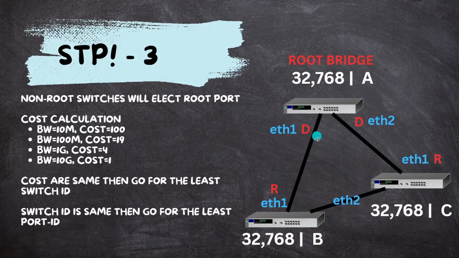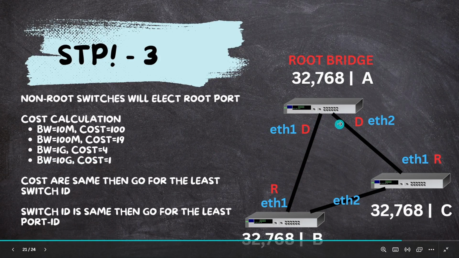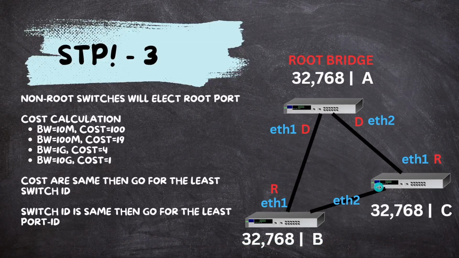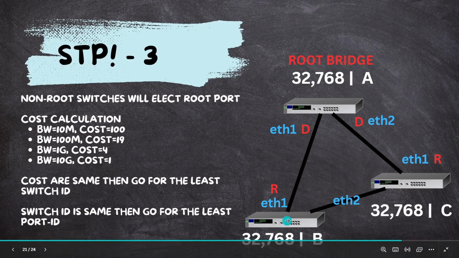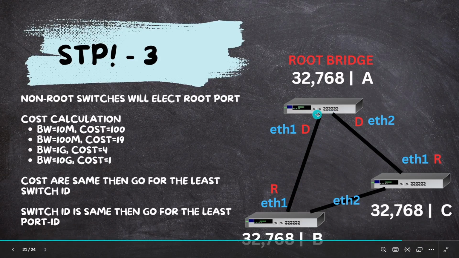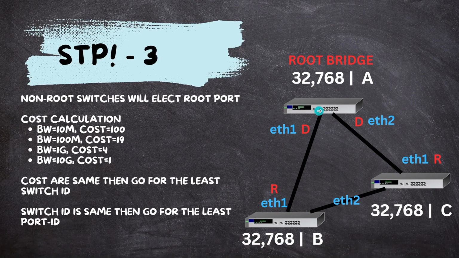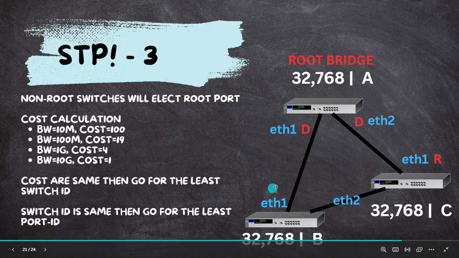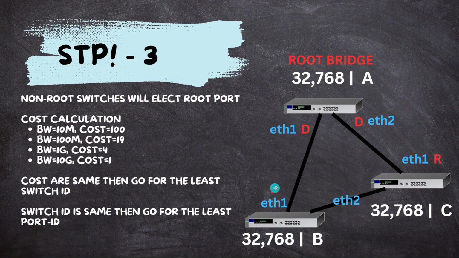And let's say you assume that all the ports of all the switches have 10 gig bandwidth, then this cost will be 1, this cost will be 1, and this cost also will be 1. And if we calculate via this, so for this switch, if it chooses this path, then the cost will be 2. And if it chooses this path to go to the root bridge, then it will be 1. So Ethernet 1 port of this switch will be elected as root port because the cost is less.